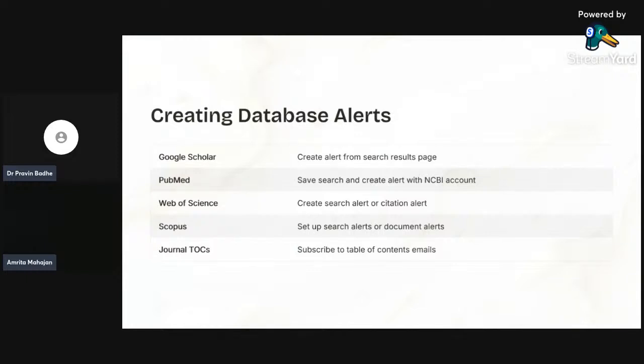Similarly, in PubMed there are saved searches, and you have to create an alert by linking your email ID with your NCBI account. In Web of Science, you can create a search alert or citation alert. In Scopus, you can set up search alerts as well as document alerts. And for journal TOCs, you can subscribe to table of contents emails by linking your email, or by doing other necessary actions needed to create certain alerts.